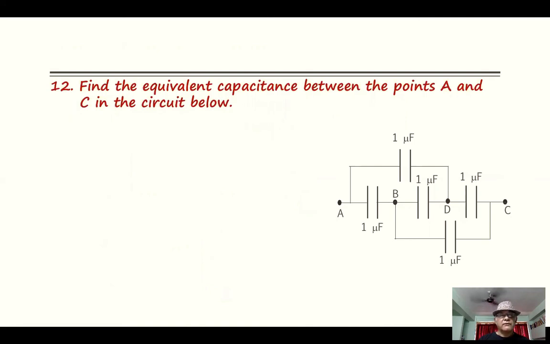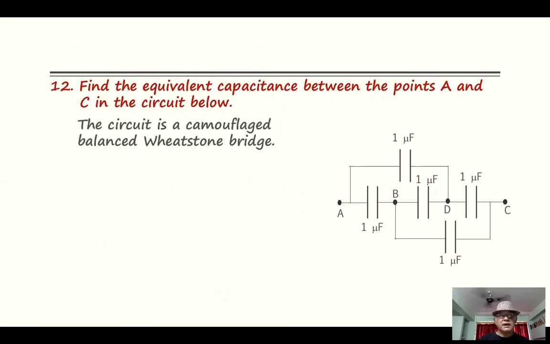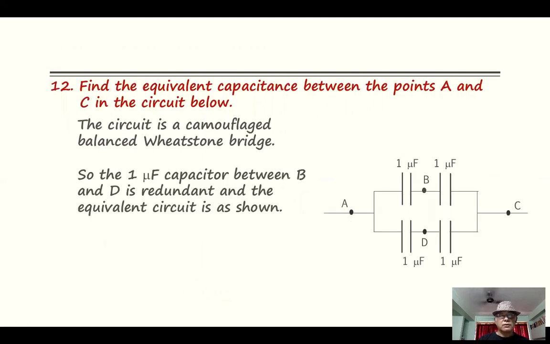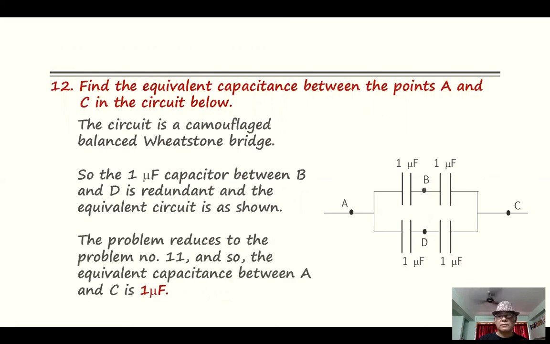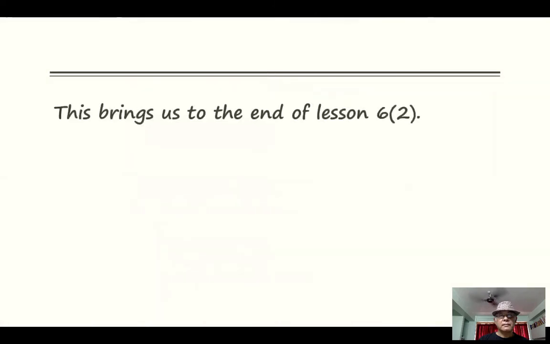Problem 12. Find the equivalent capacitance between the points A and C in the circuit below. The circuit is a camouflaged balanced Wheatstone bridge. So the 1 microfarad capacitor between B and D is redundant, and the equivalent circuit is as shown. The problem reduces to problem number 11, and so the equivalent capacitance between A and C is 1 microfarad.